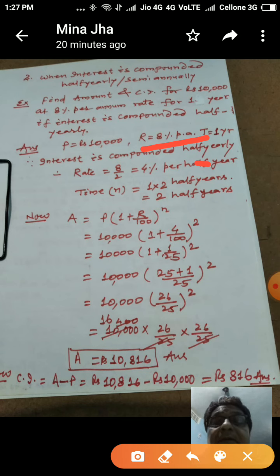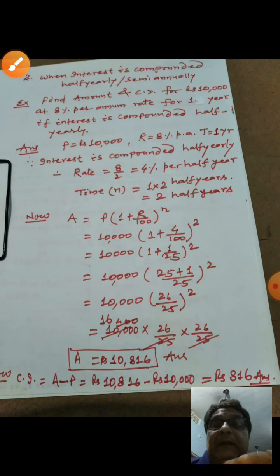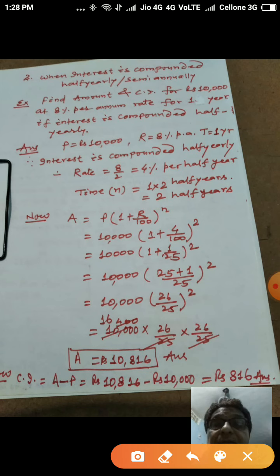So we will change the given rate to a half yearly basis, as this rate is for a complete year. So just half of this rate will be for half a year. So we will divide this rate by 2 to make it half for half yearly compounding. So the new rate will be 8 by 2, that is 4% per half year. Now this rate is for half a year.